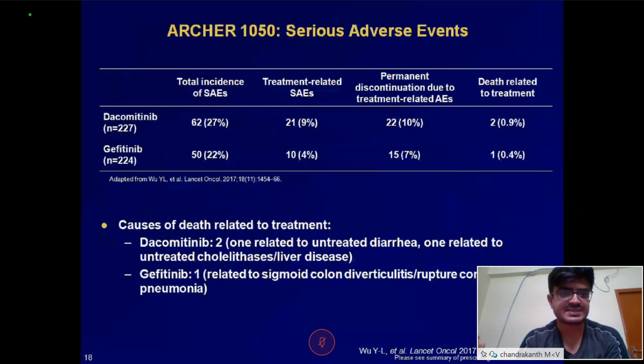You can see the serious adverse events. The total 27% versus 10%, and in Geftinib, it is 22%. So the cause of death related to treatment, Dacomitinib 2. So one related to untreated diarrhea, one related to untreated cholelithiasis and liver disease. And Geftinib was mainly due to diverticulitis, a rupture complicated by pneumonia.